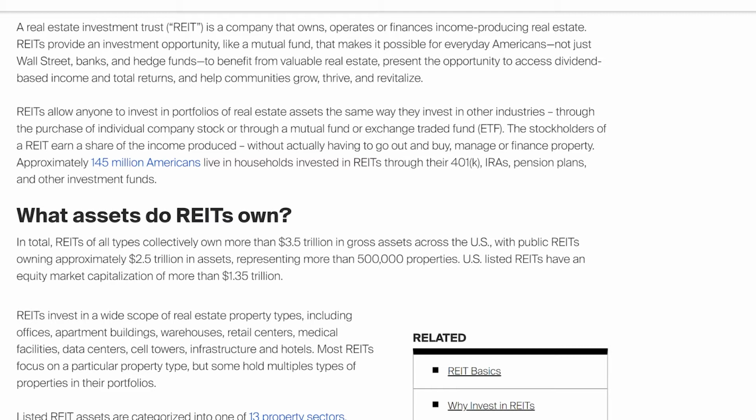The stockholders of a REIT earn a share of the income produced without actually having to go out, buy, manage, or finance the property. Approximately 145 million Americans live in households invested in REITs through their 401ks, IRAs, pension plans, and other investment funds. So there you have it, guys. That is the definition of what a REIT is. Now let's get into 5 different types of REIT classes that you can invest in.